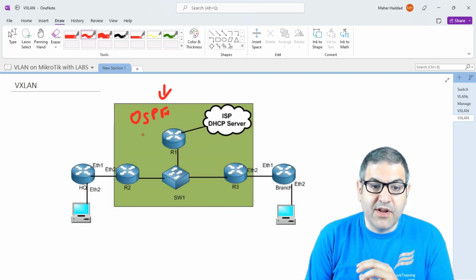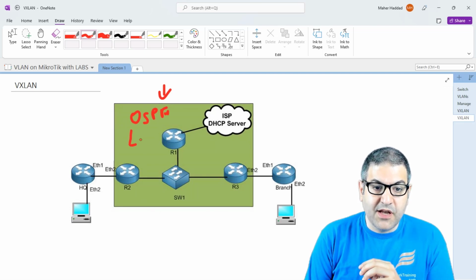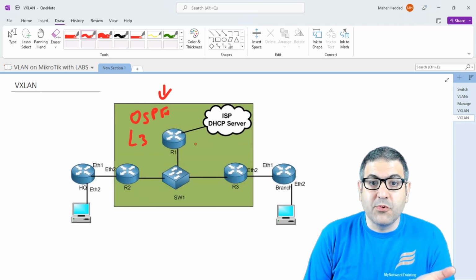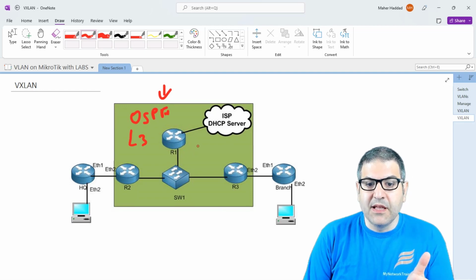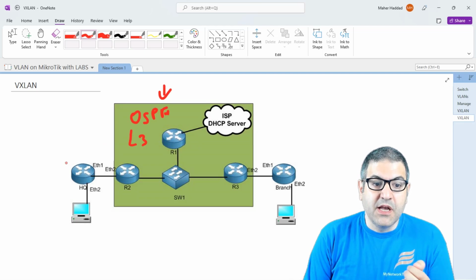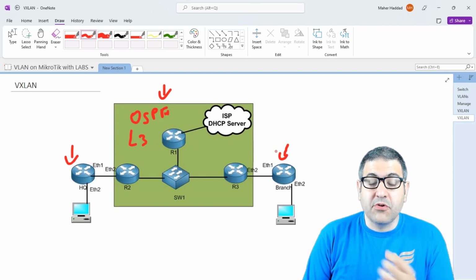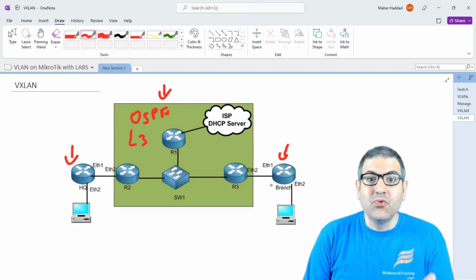That means we have layer 3, right? Because OSPF is a routing protocol, it works on layer 3. So we have layer 3. So what we can do, say that we have a customer which is a bank. It has a headquarter in one city, and it also has a branch office in another city, and both of them are connected to our network, to our ISP. You can see they are connected to router 2 and router 3 over here. So what we can offer them is layer 2 connectivity.